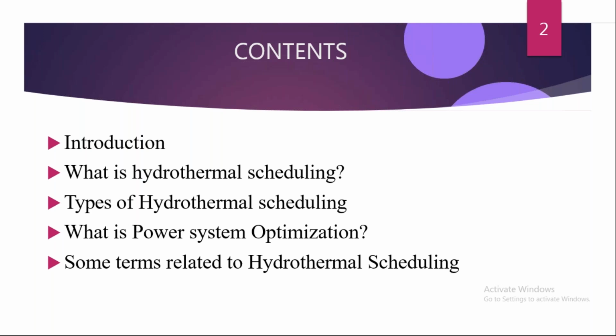Suppose it is long term, we have to check what is the water availability in the dam, what is the capacity of the reservoir, what is the inflow, what is the outflow. So that has to be considered for long term scheduling. And for short term scheduling, we consider what is the load on a particular day, what is the load in a particular hour. So the types of hydrothermal scheduling are classified into two: long term scheduling and short term scheduling.